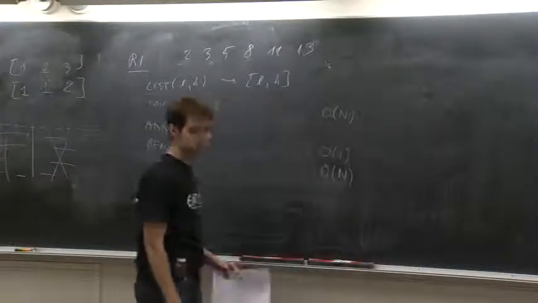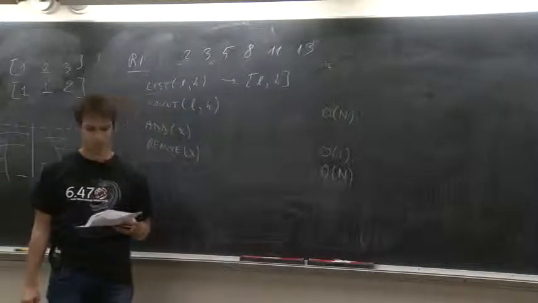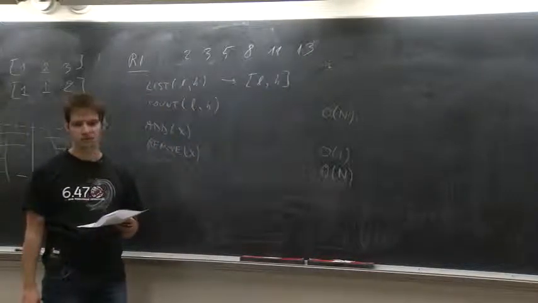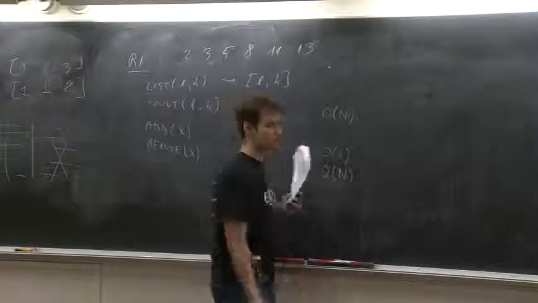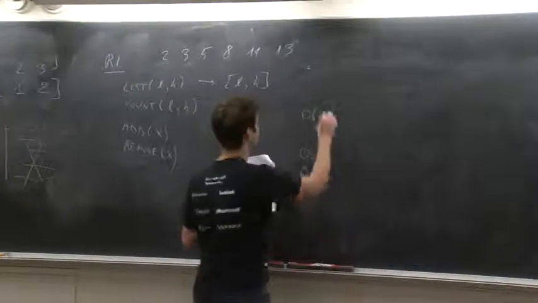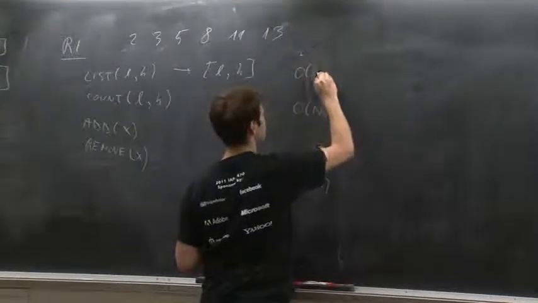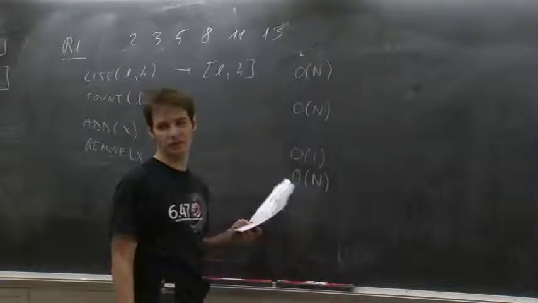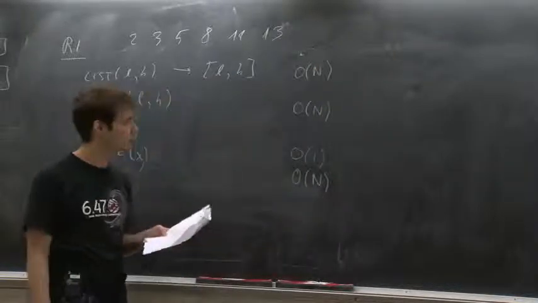How about list? Also order n. Okay, so that's a list comprehension. The code is a bit tricky, but it pretty much does the same thing. It goes through the list and it puts all the keys that are in the interval into a new list.